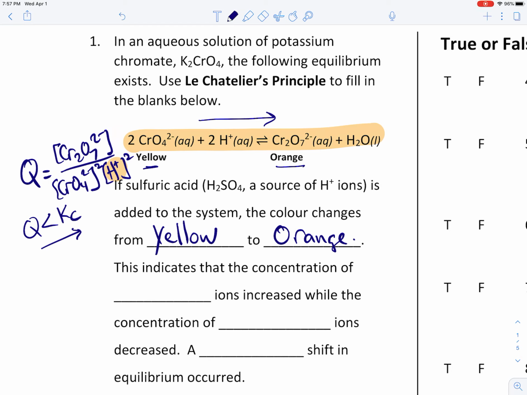So the concentration of the dichromate ions, Cr2O7, is increasing, while the concentration of chromate ions is decreasing in that forward shift. Things on the left side will decrease in concentration, things on the right side will increase in concentration. And we just said that a forward shift will occur.